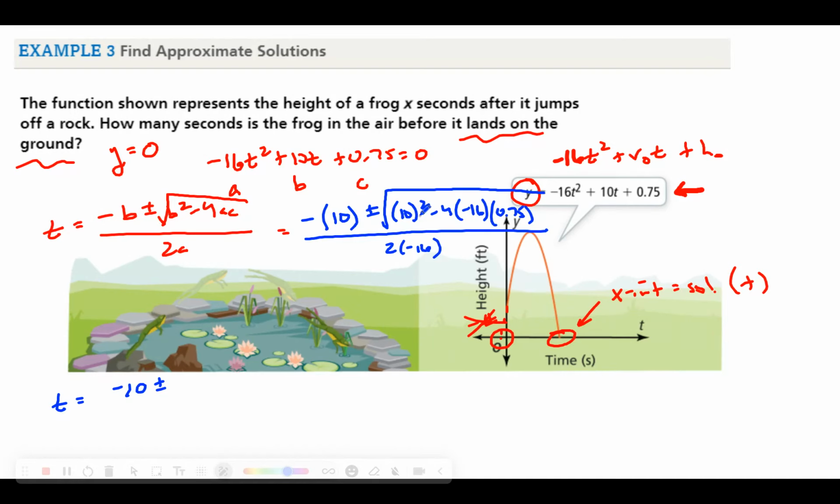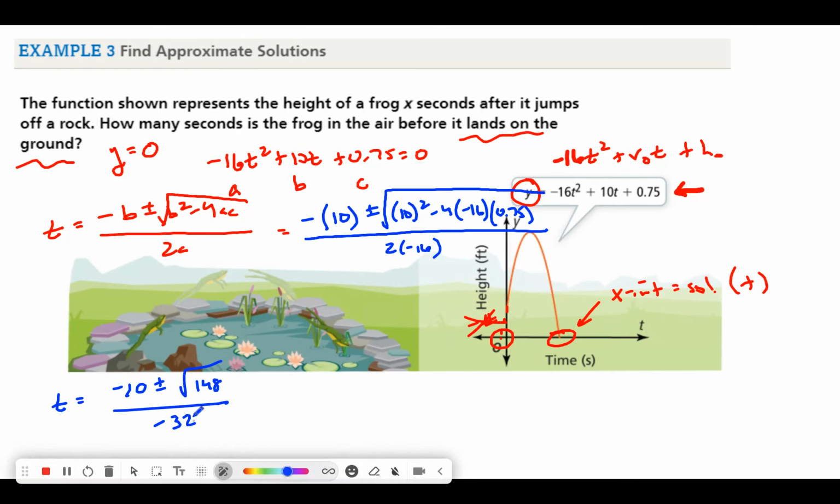I'm going to do that in a calculator off to the side. I'm not going to go to Desmos. I don't want to ruin my work here. This will not be a fun number, I don't think. So 10 squared minus 4 times negative 16 times 0.75. So I got 148. It's not bad. So that's inside my square root. So square root of 148 all over negative 32.